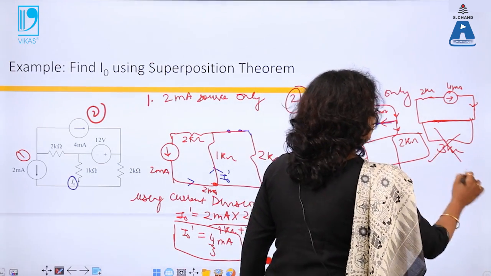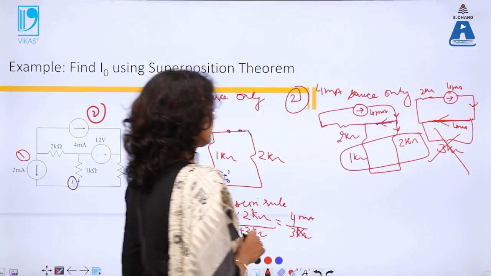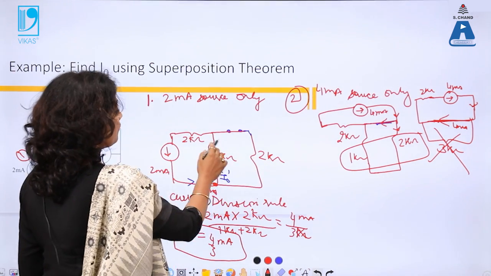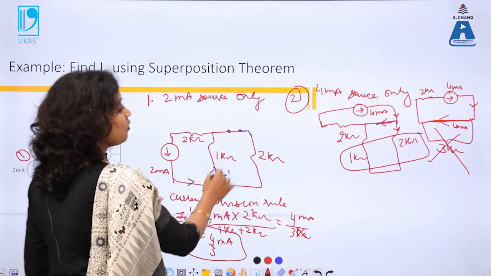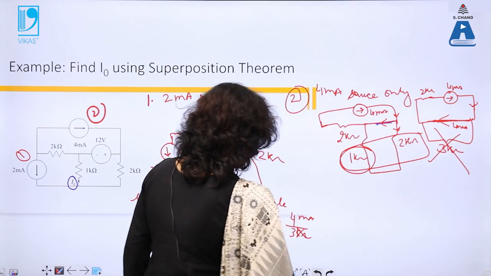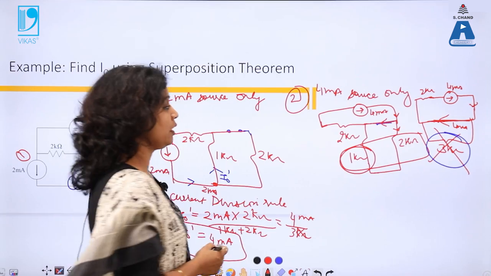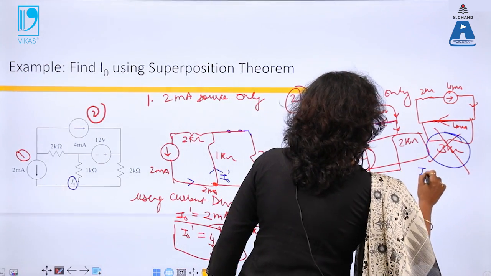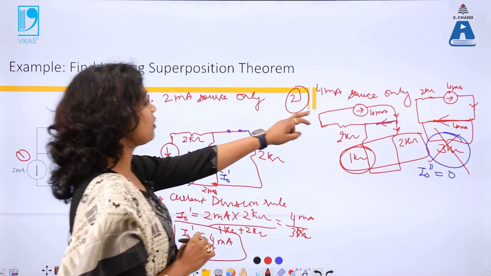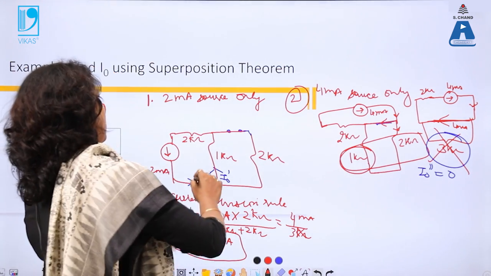So no current will flow in 3 kilo ohm. So this whole current will flow in 4 milliamperes. So what is my 4 milliampere? This one. But I need to find out current in 1 kilo ohm. So my 1 kilo ohm was this one, 3 kilo ohm. So there is no current in 3 kilo ohm. So my I naught double dash is 0. That means because of 4 milliampere there will not be any current in this 1 kilo ohm.